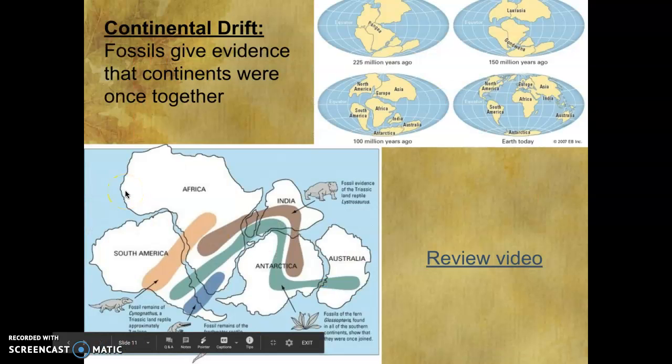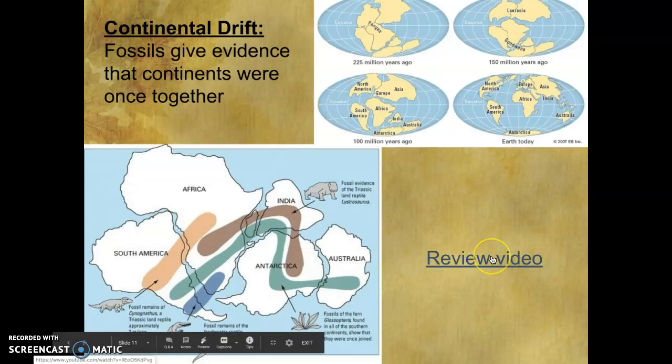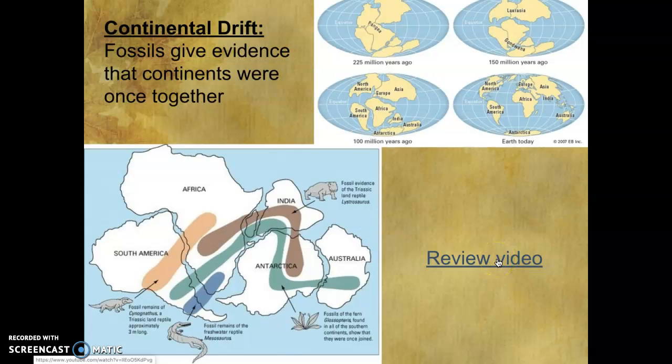Again, the last thing is continental drift. We do have evidence of fossils on different continents that typically wouldn't be near each other, so you can take a look at this. There's also a review video on here that's going to review all of the topics that we just talked about. I would definitely go through this video and make sure that you still have some understanding of this material. If you have questions, please feel free to email.